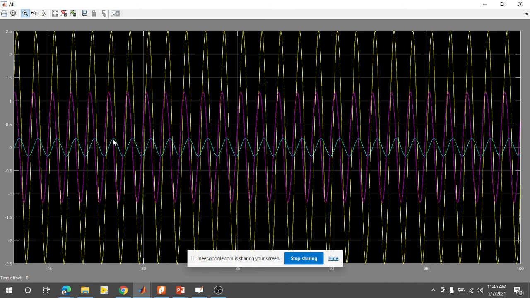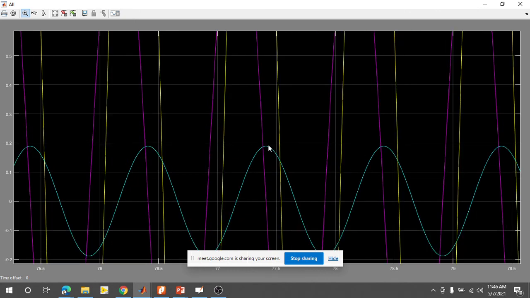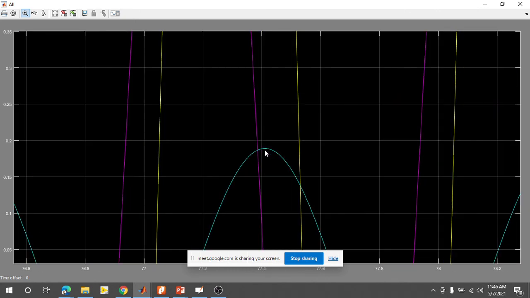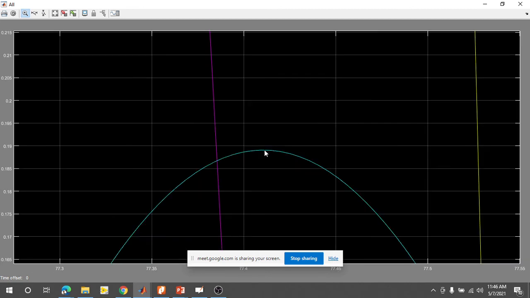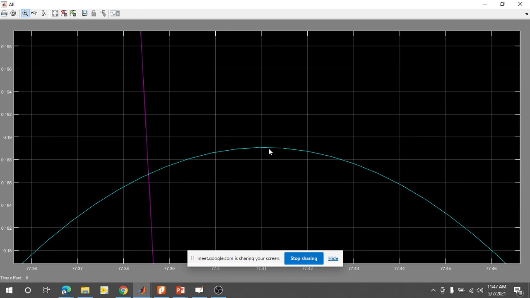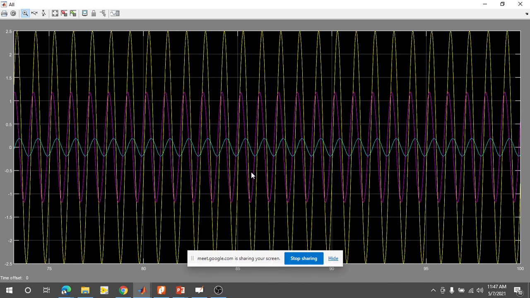What happened to the tidal volume? In the previous case it was around 0.26. We'll see the value. See, your tidal volume is now reduced. To be very precise, it is 0.189. Earlier it was 0.256, and now it has reduced to 0.189. So this is the effect of increasing the input frequency.